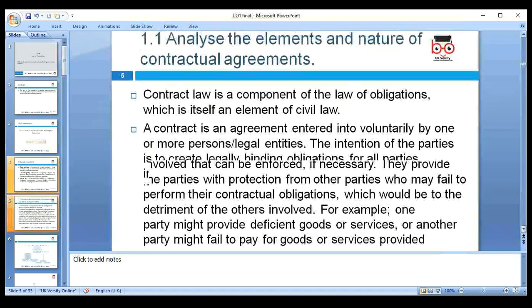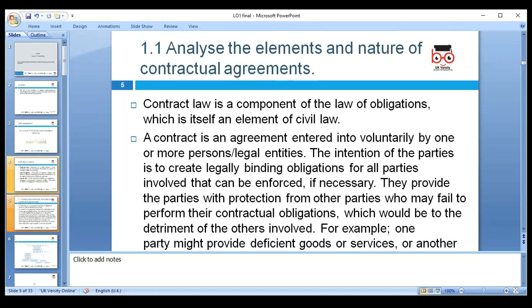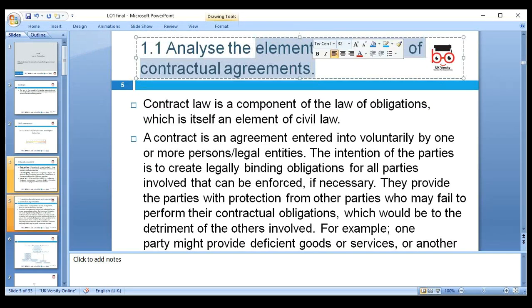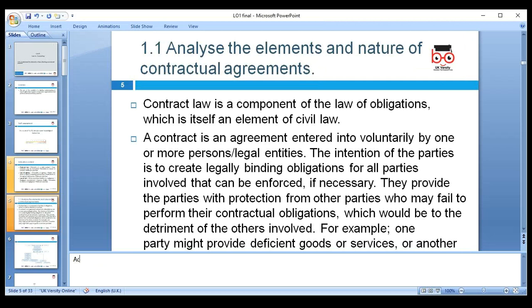So, contract. First thing, we look at the elements and the nature of a contractual agreement. So contract law is a component of the law of obligations. So why, as accountants, do we need to learn the law? Do we need to learn the law? Yes. Why do we need to learn it as accountants?